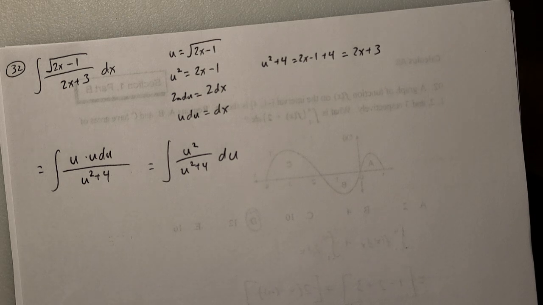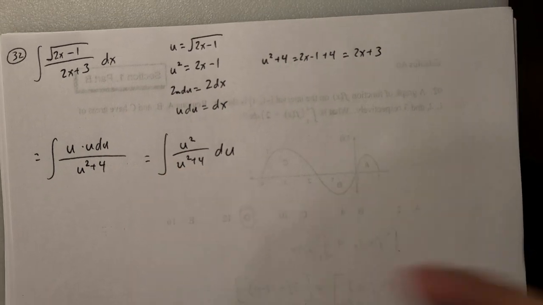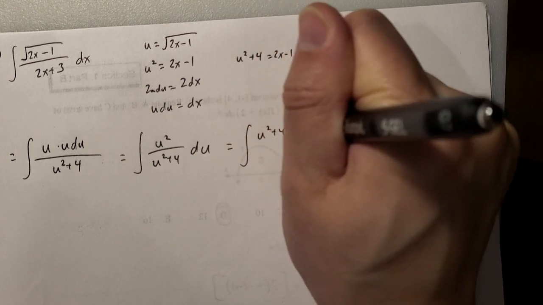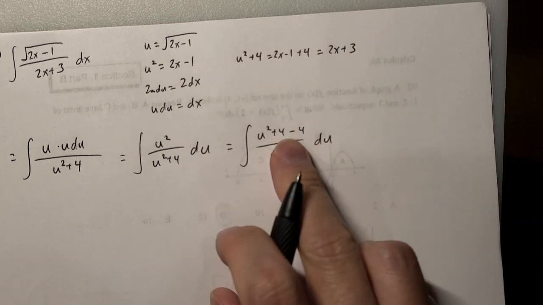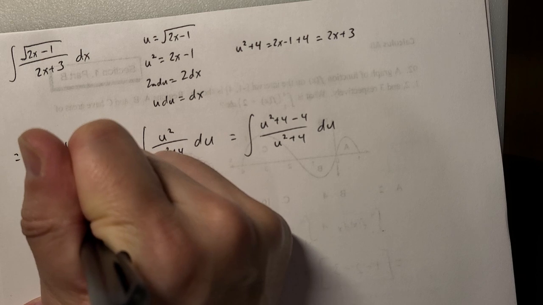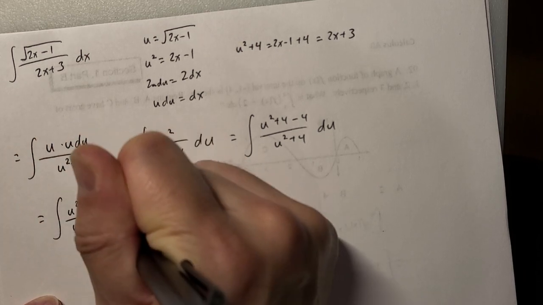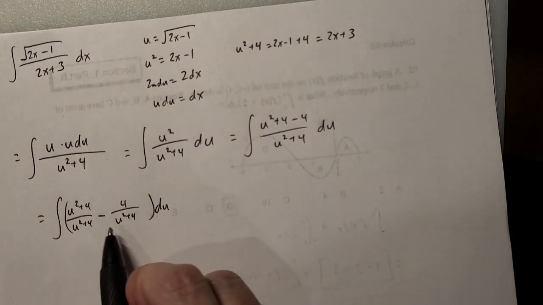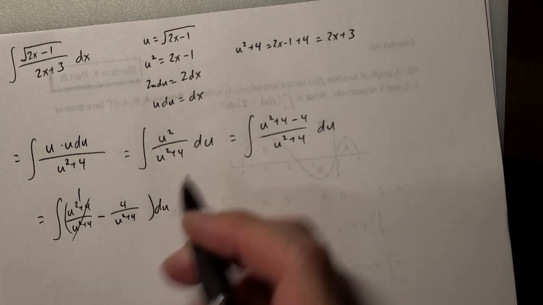So remember in the previous video, I did a little trick. You can do long division here to solve it. That's totally fine. Or you can do a little trick. u squared plus 4 minus 4 over u squared plus 4 du. We can do this little trick because, let me even do it slowly one more time. It'll be u squared plus 4 over u squared plus 4 minus 4 over u squared plus 4 du. I broke up this fraction like this. This is a simple 1, and this is arctan, so we can integrate.